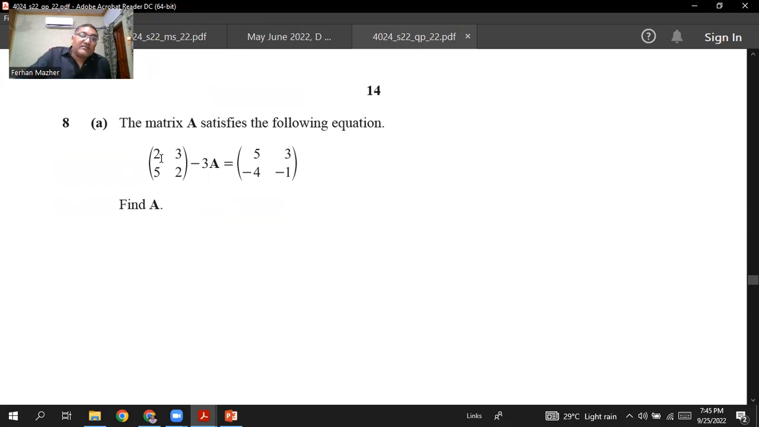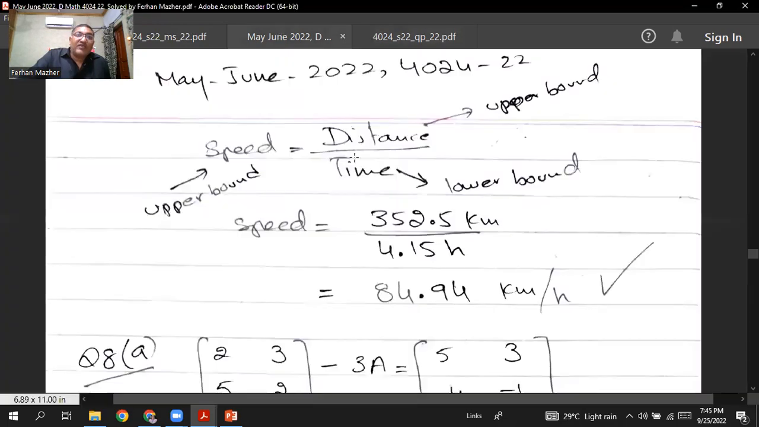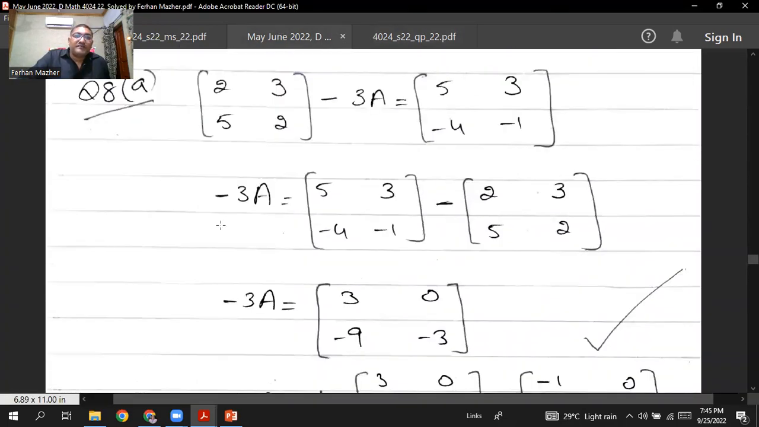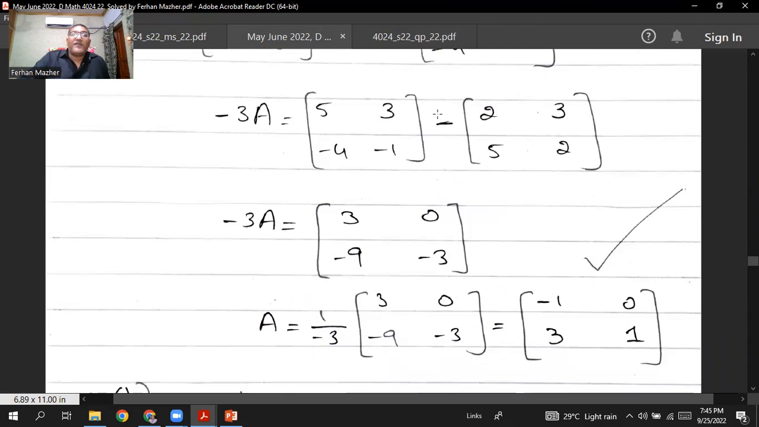You take this matrix to the other side, it will subtract there. Then this minus 3, which is multiplying with the A, will go on the other side. It will divide there whatever the answer of the subtraction comes out to be. So here you can see minus 3A will be this matrix minus this matrix. And when you subtract them, 5 minus 2 is 3, 3 minus 3 is 0, minus 4 minus 5 is minus 9, minus 1 minus 2 is minus 3.